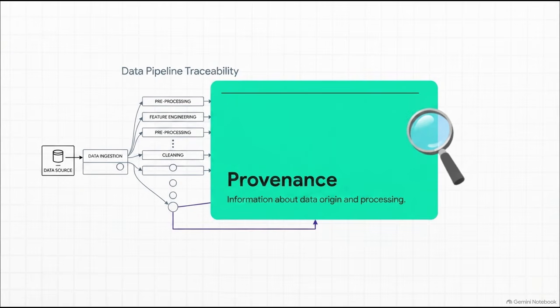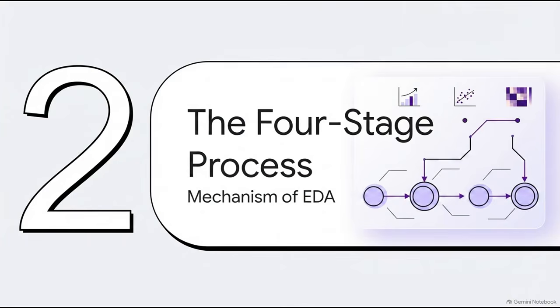And then there's provenance, meaning the data's origin and exactly how it's been processed. Knowing what information actually enters your pipeline and what specific operations changed it along the way is what turns abstract numbers into a trustworthy, examinable system. Moving on to part two, the four-stage EDA process.